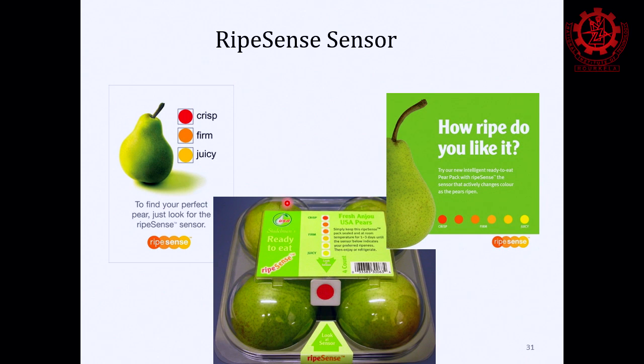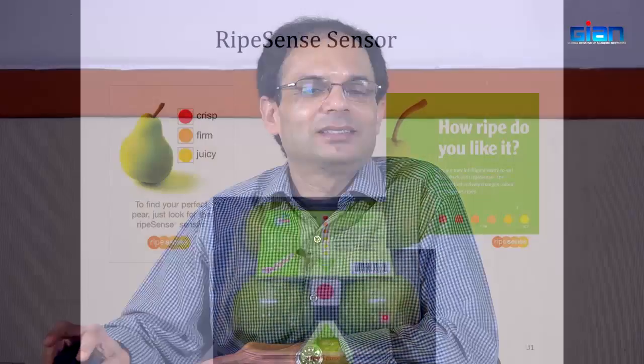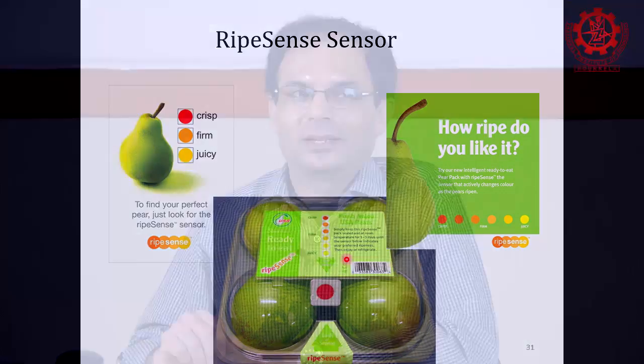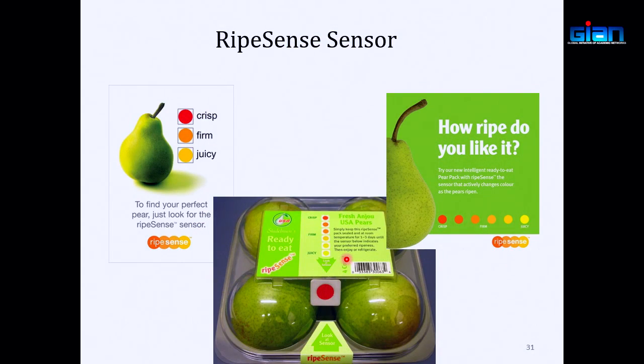So people like you, scientists like you, came up with this indicator. And so this is the one. And you know how this indicator works? Because it senses the volatile. That volatile we are not able to sense, but these indicators or sensors are able to sense, and based on that volatile, they have the chemistry and it would change the color. So if it is this color, let's say it is crisp. If this changes to this color, then it is firm. And if it changes to this color, then it is juicy.